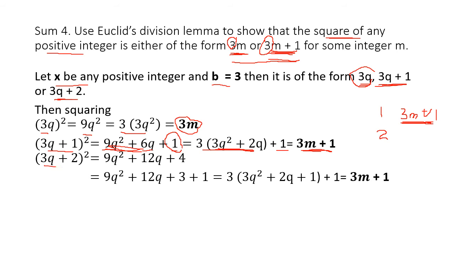Similarly, the number 3q plus 2. What you can see in 3q plus 2, square it. So a square is 3q square, 9q square. 2ab means 2 into 3q into 2 is 12q, and 2 2s are 4. This is b square.